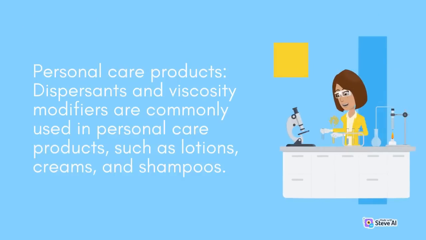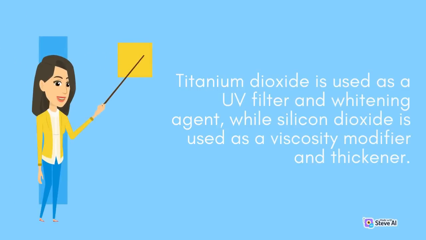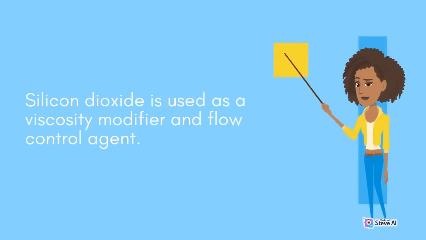Personal care products. Dispersants and viscosity modifiers are commonly used in personal care products, such as lotions, creams, and shampoos. Titanium dioxide is used as a UV filter and whitening agent, while silicon dioxide is used as a viscosity modifier and thickener. Adhesives. Dispersants and viscosity modifiers are commonly used in adhesives to improve their performance and stability. Silicon dioxide is used as a viscosity modifier and flow control agent.